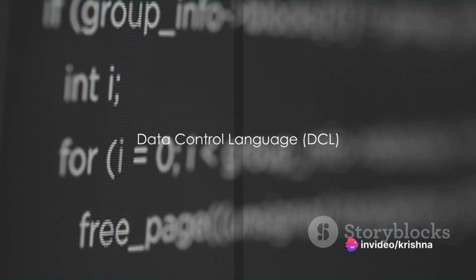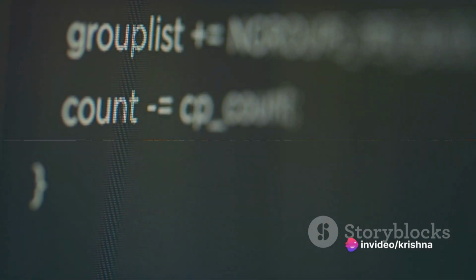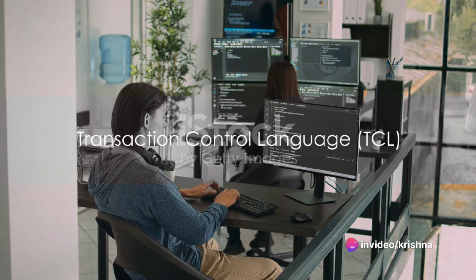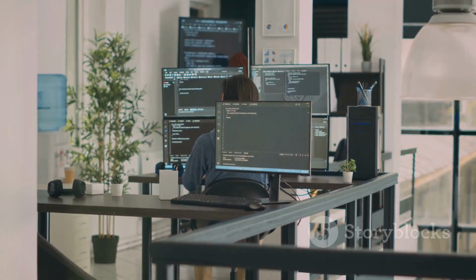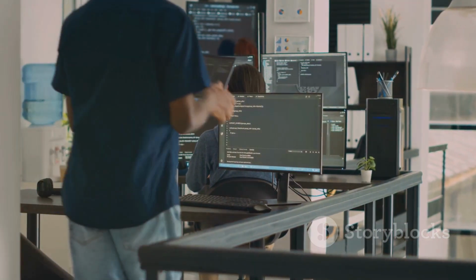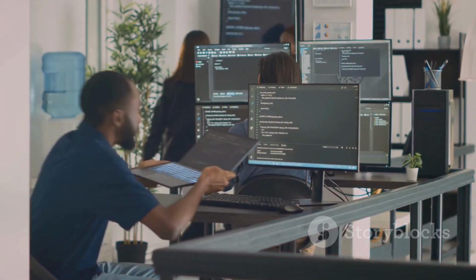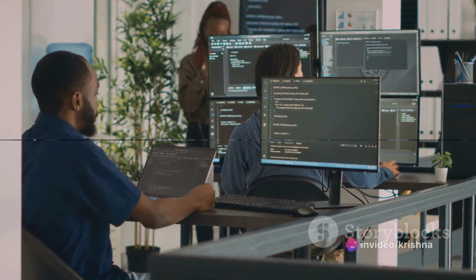Moving on to the data control language, or DCL. This set of commands is all about controlling access to data within a database. The primary commands include grant and revoke, which manage user privileges. And lastly, the transaction control language, or TCL. This set of commands is used to manage different transactions occurring within a database. The main commands used in TCL are commit, rollback, and save point.